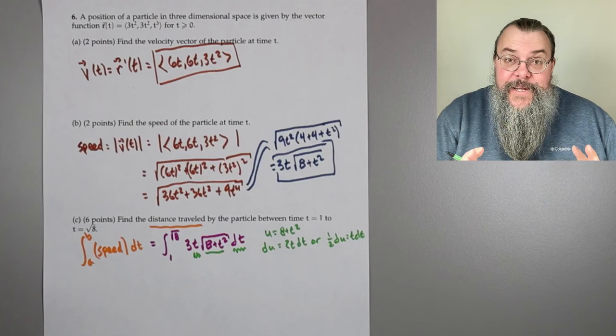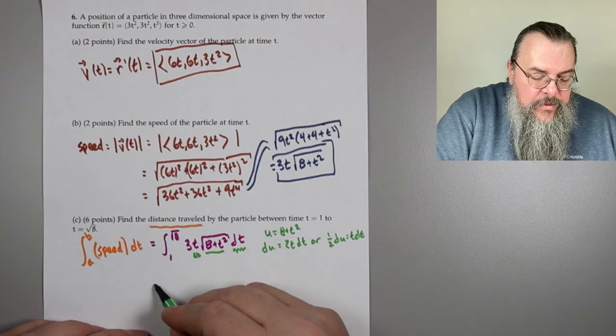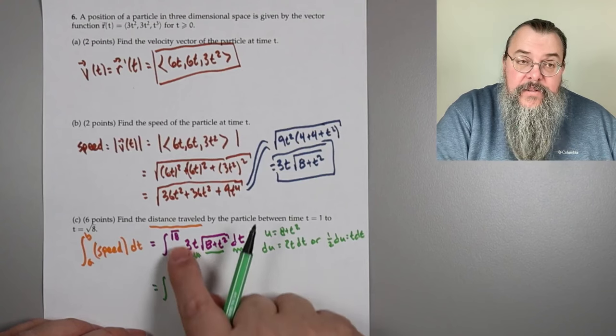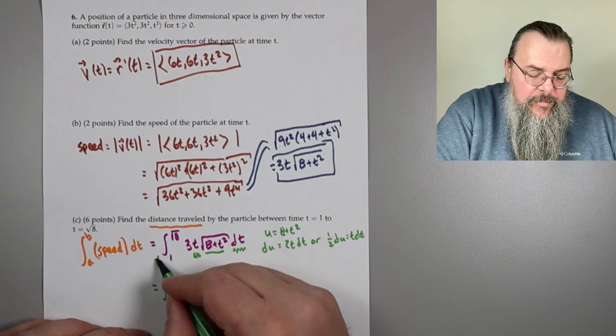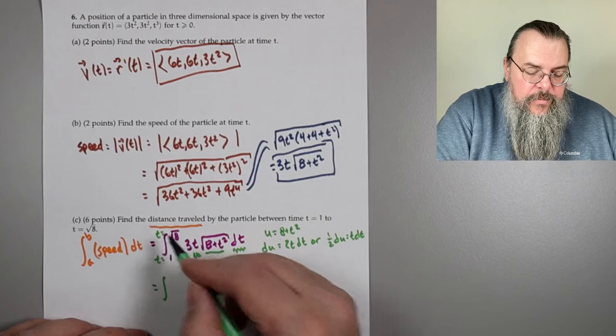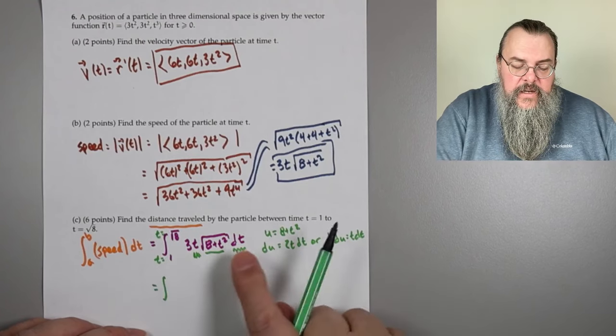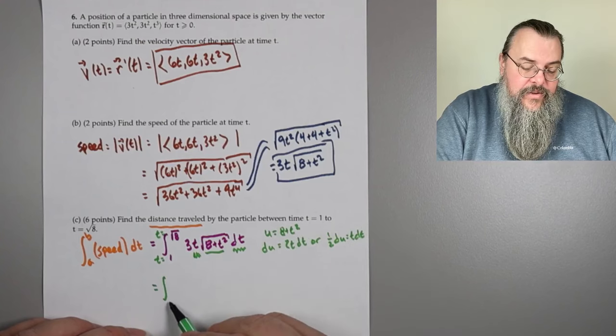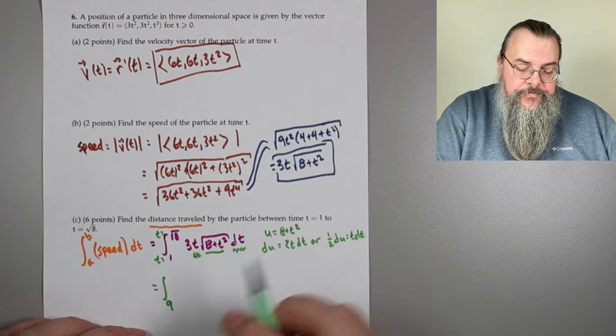So, updating. Since we're doing a substitution, we're going to update all of our things. Remember that these bounds, these are really t bounds, and so we're going to u bounds. So plug in. If t equals 1, 8 plus 1 says we start at 9.